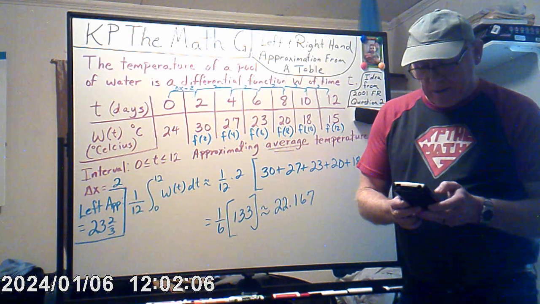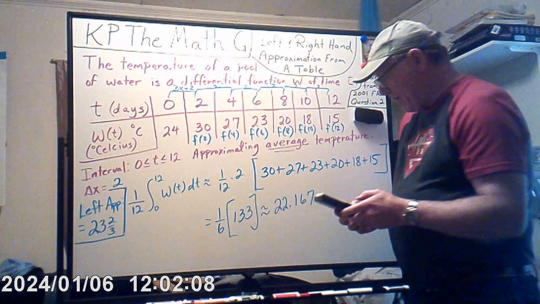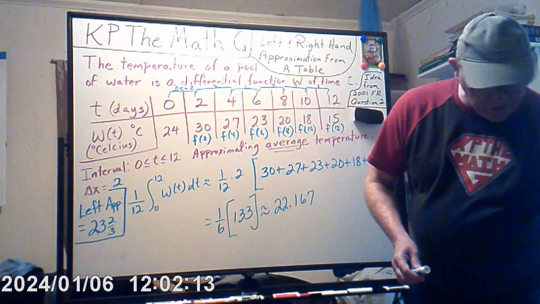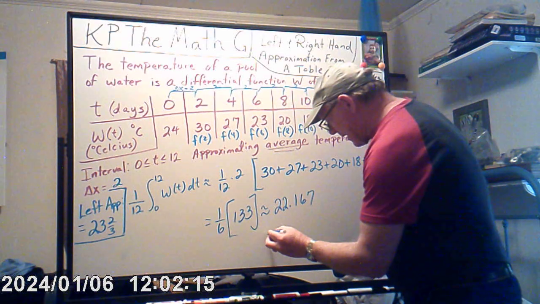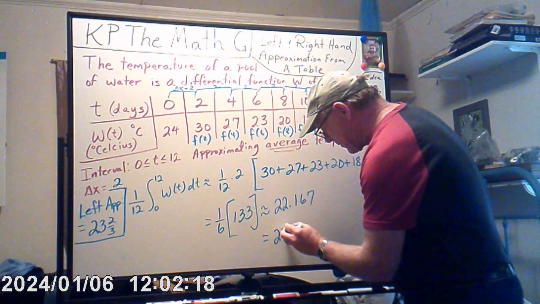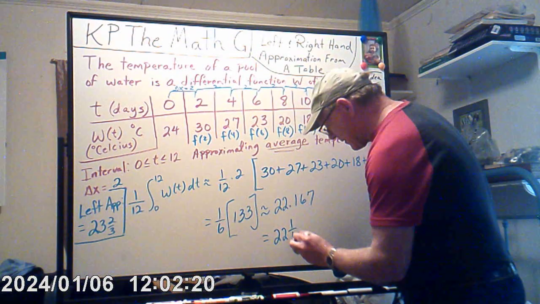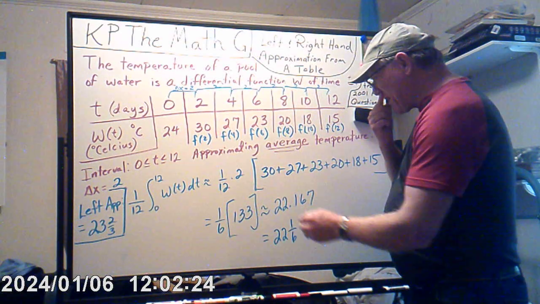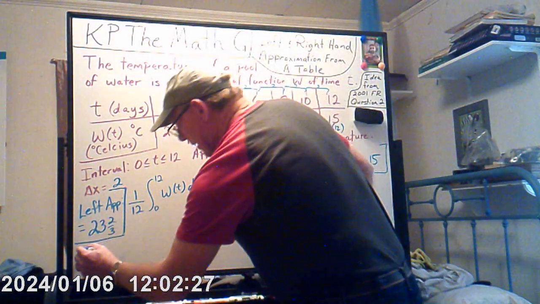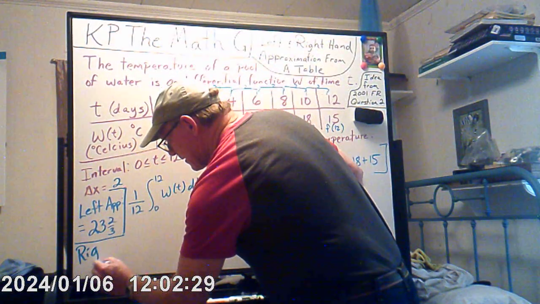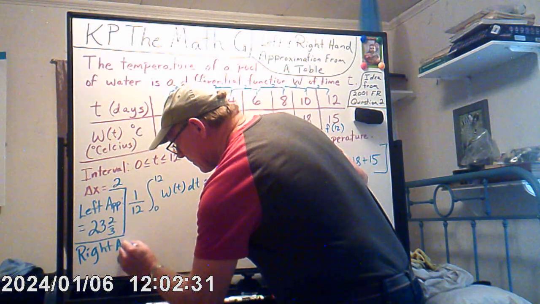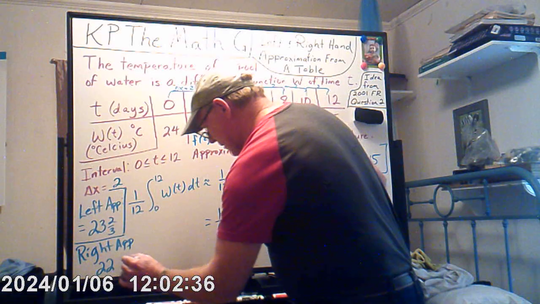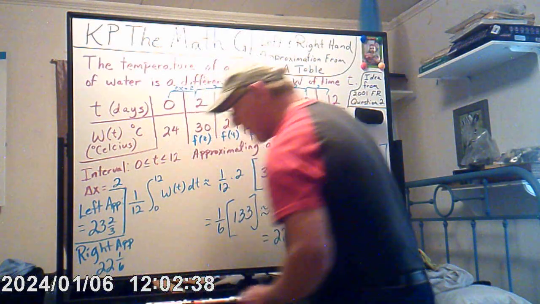Let's see what that is. Alright, that's actually about 1.167, which is 1/6. So that is equal to 22 and 1/6. That's what I wanted to do to make sure I got this. So it is equal to that. So our right approximation is 22 and 1/6. Okay.